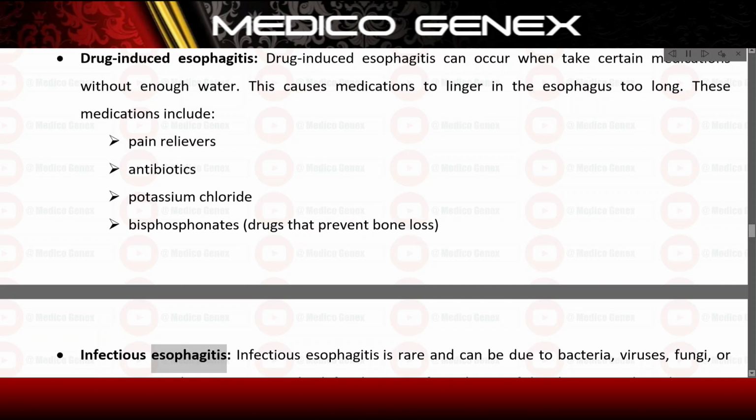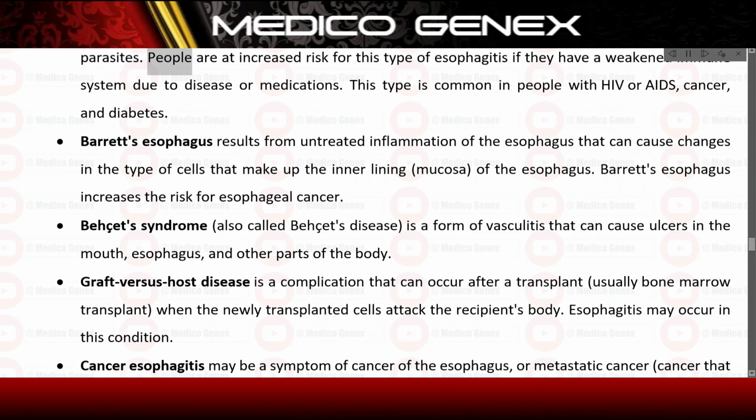Infectious esophagitis. Infectious esophagitis is rare and can be due to bacteria, viruses, fungi, or parasites. People are at increased risk for this type of esophagitis if they have a weakened immune system due to disease or medications. This type is common in people with HIV or AIDS, cancer, and diabetes. Barrett's esophagus results from untreated inflammation of the esophagus that can cause changes in the type of cells that make up the inner lining, mucosa, of the esophagus. Barrett's esophagus increases the risk for esophageal cancer.